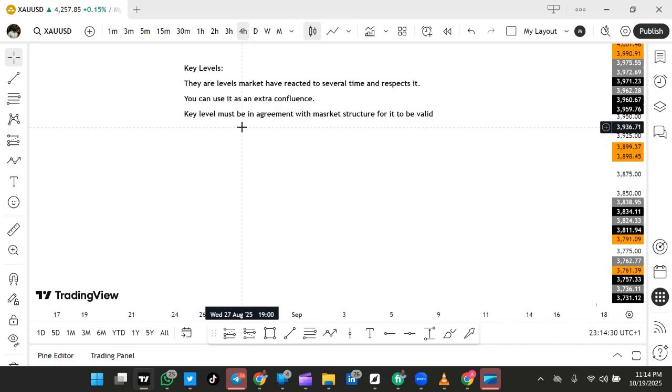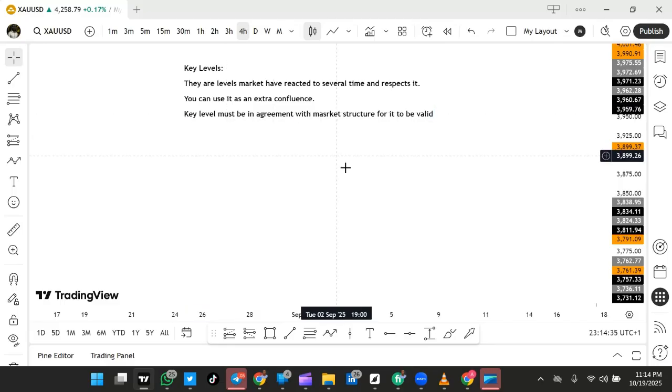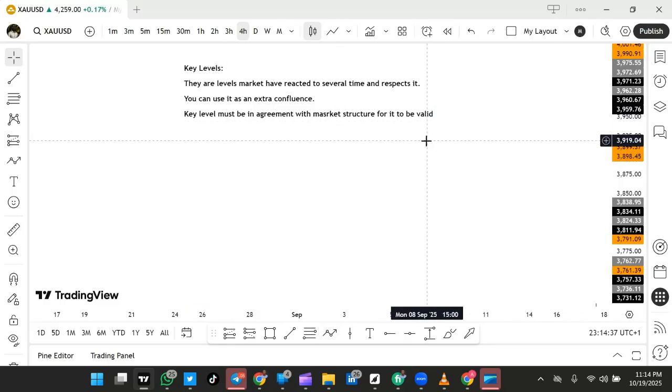So your key levels must be in agreement with market structure for them to be valid. If your key level is against market structure and you have a setup which is against it, there is a low probability of it playing out. But if it is in line with the market structure, there is a high possibility of it playing out.